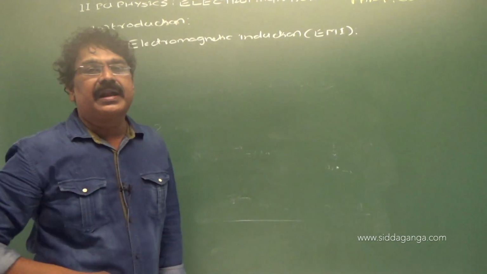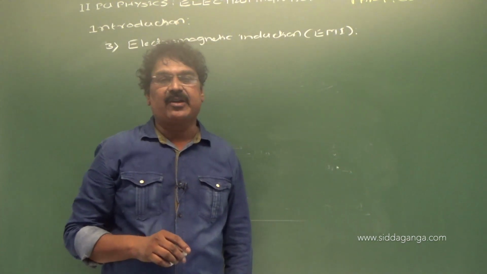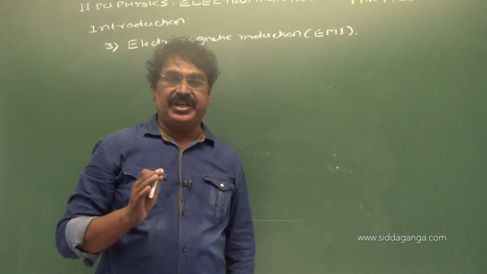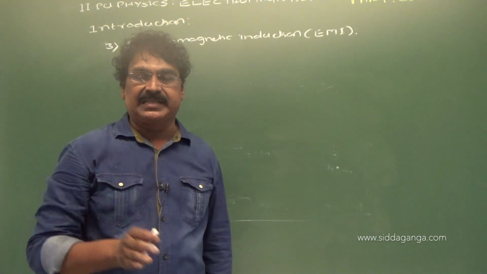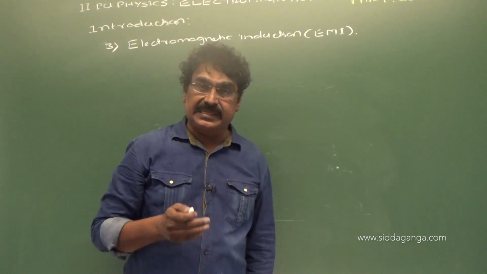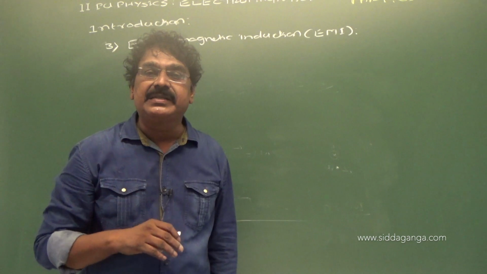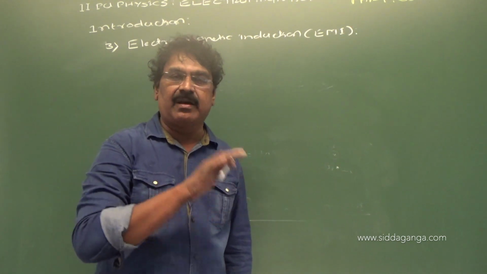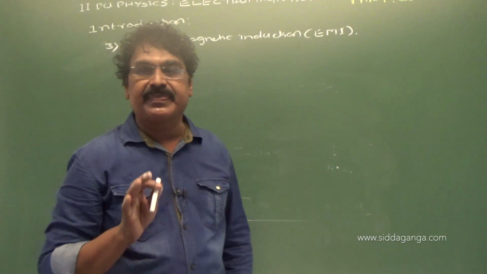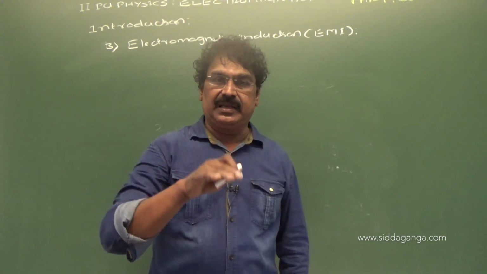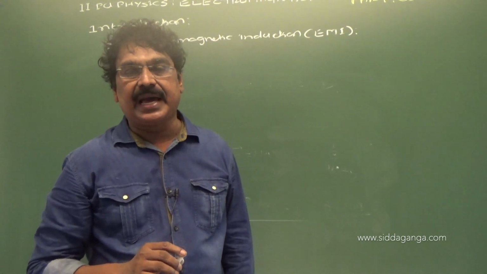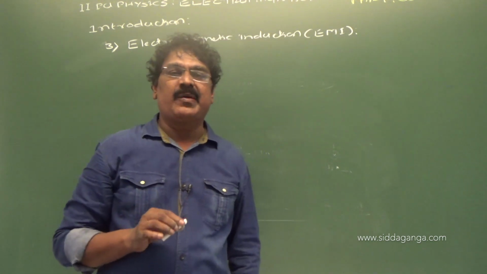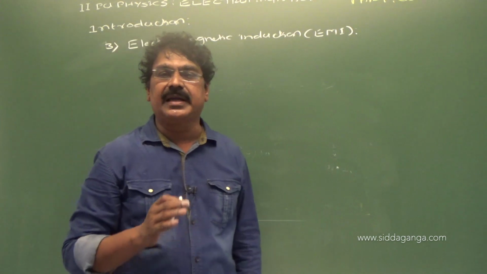Faraday discovered the phenomenon of electromagnetic induction. According to Faraday, whenever there is a change in the magnetic flux linked with a coil or a circuit, an EMF is induced in the coil or the circuit, and this phenomenon is called electromagnetic induction. If the coil or circuit is closed, a current is induced in the circuit. The EMF is called induced EMF and the current is called induced current.